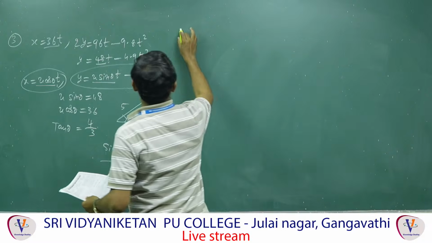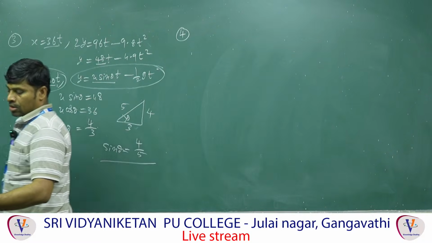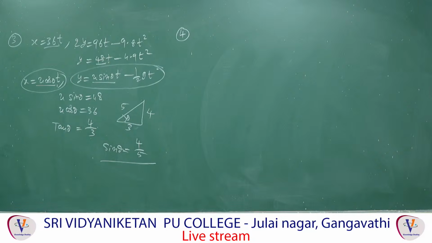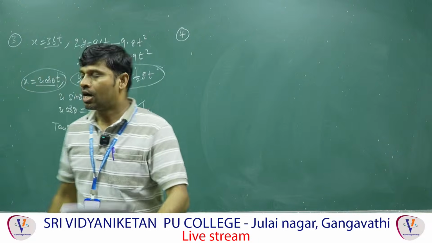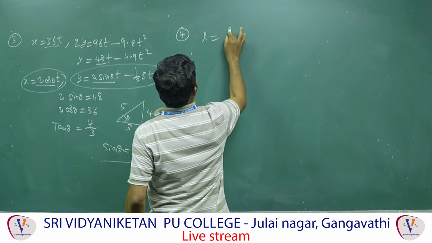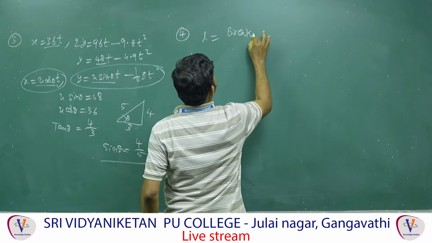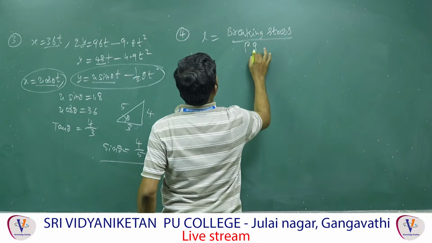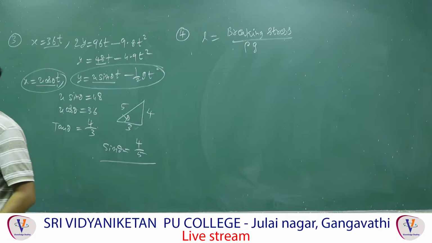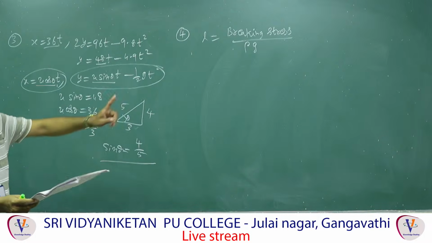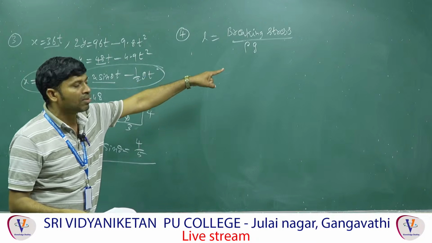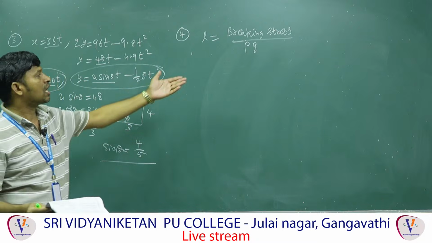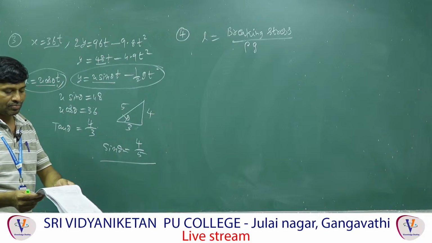Next, question number 4. The breaking stress of a steel wire is given and the density is also given. What would be the maximum length of the wire so that it may not break under its own weight? Already we know that length is equal to breaking stress by rho g. The breaking stress value is given, the density value is given, and the gravity value we already know. Now substituting, we get the length.